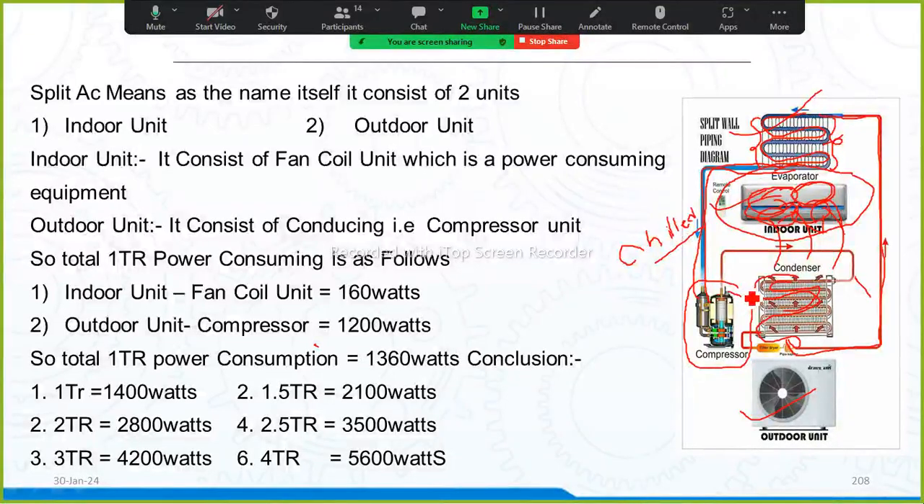Again it goes to the compressor, and again it will become chilled. Then again it goes. It's a continuous process. So this is about the split AC. Now split AC means, as the name itself says, it consists of two units. One is an indoor unit, another is an outdoor unit.